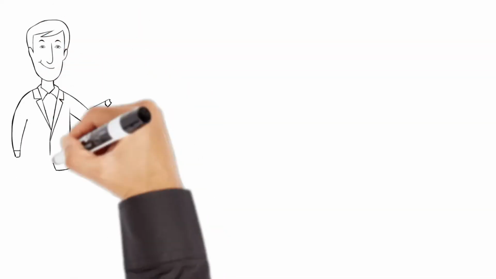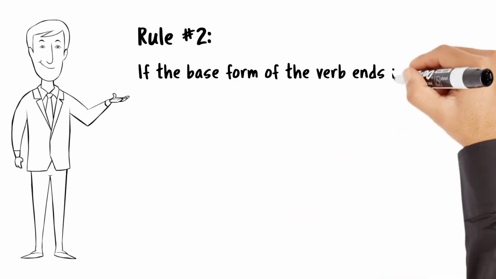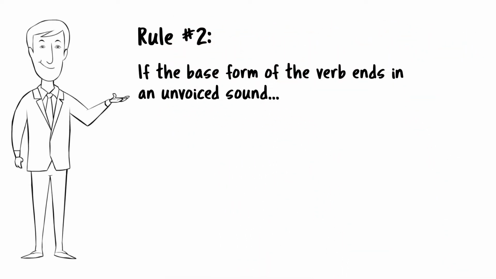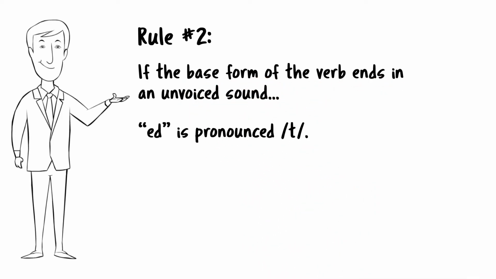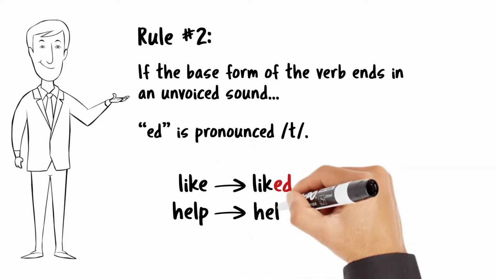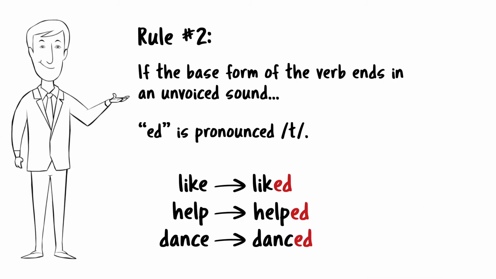We can use this information for the second rule. If the base form of the verb ends in an unvoiced sound, then ed is pronounced with a T sound, t. So like becomes liked, help becomes helped, and dance becomes danced.